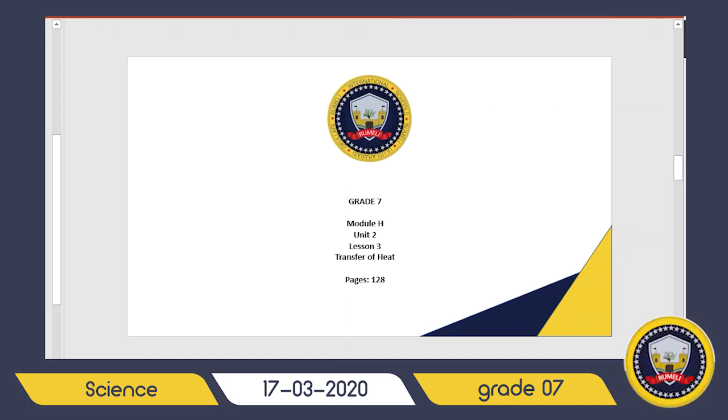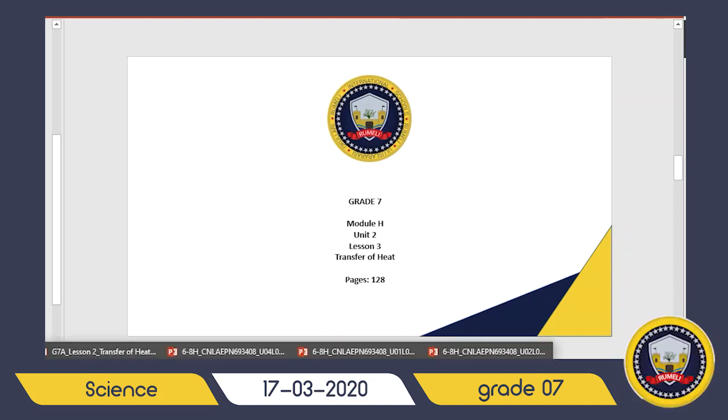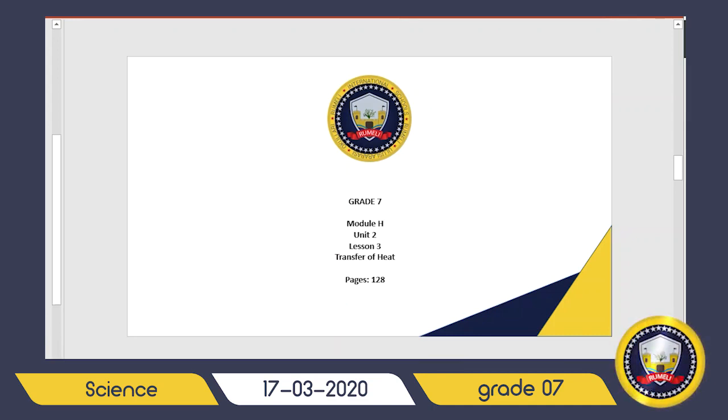Okay, that's enough for today, I guess. Tomorrow we will continue with different types of transfer of heat, and you can check page 127 to see how change of state takes place with changing energy for revision of this lesson.